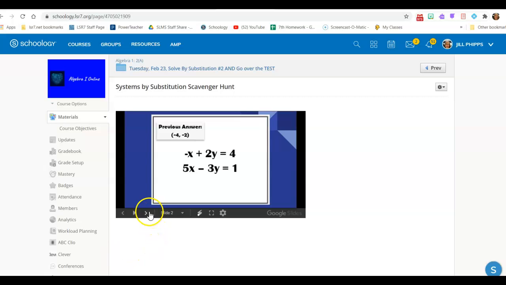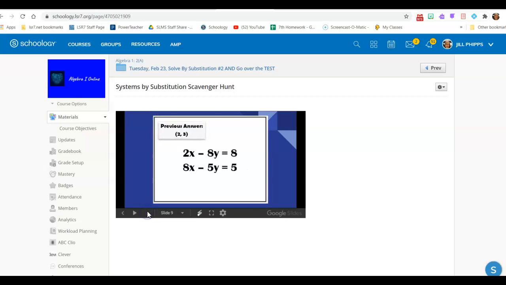So we're now going to go through the slides and find our next problem by finding the point 2, 3. Watch up in that top left-hand corner. There it is, 2, 3. So now that tells us this is our next problem. So copy that problem down onto your piece of paper. 2x minus 8y is equal to 8, and 8x minus 5y is equal to 5. Okay? Do we have that copied down? If you want to, go ahead and get started.